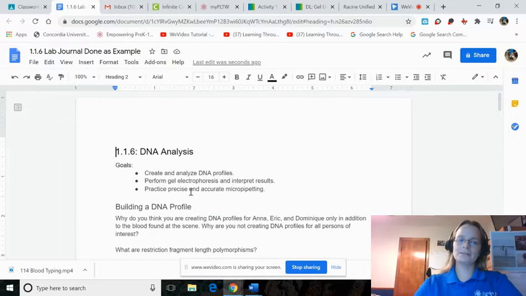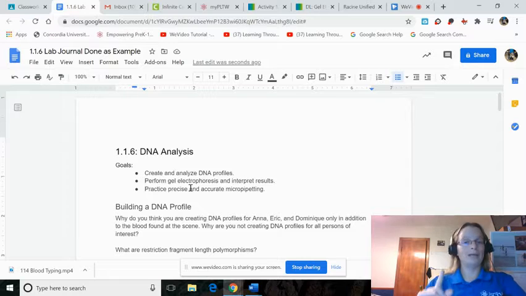DNA analysis. Our goals for this particular section: create and analyze DNA profiles. We cannot create them, but we can analyze them. Perform gel electrophoresis and interpret results. We can't perform electrophoresis until we're back together at Horlick, but we will analyze some results. Practice precise and accurate micropipetting. Well, we cannot do that until we're back at Horlick.